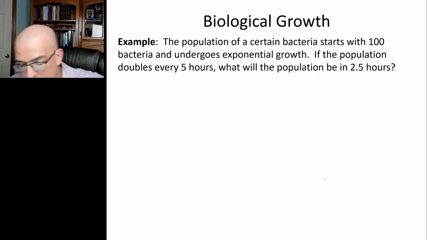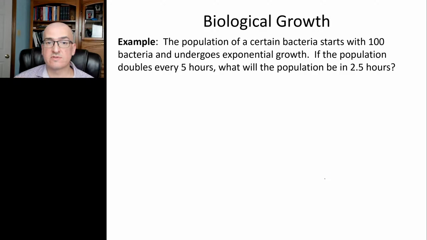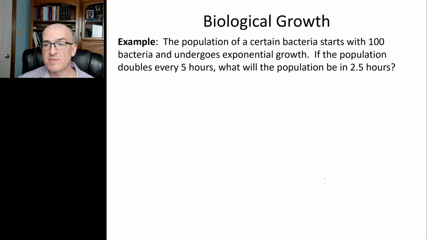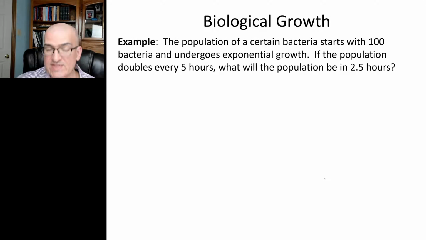Okay, and all the data is the same, and now, instead of asking us for a certain time at which something happens, it's asking us what would the population be after 2.5 hours. So let's go ahead and do that. That's half of a doubling time. So maybe it's only about 50%, right? Because the doubling is an increase of 100%. We have half of the doubling time, so maybe it'll only go up half of 100%. Sound reasonable, right? Let's see what happens.